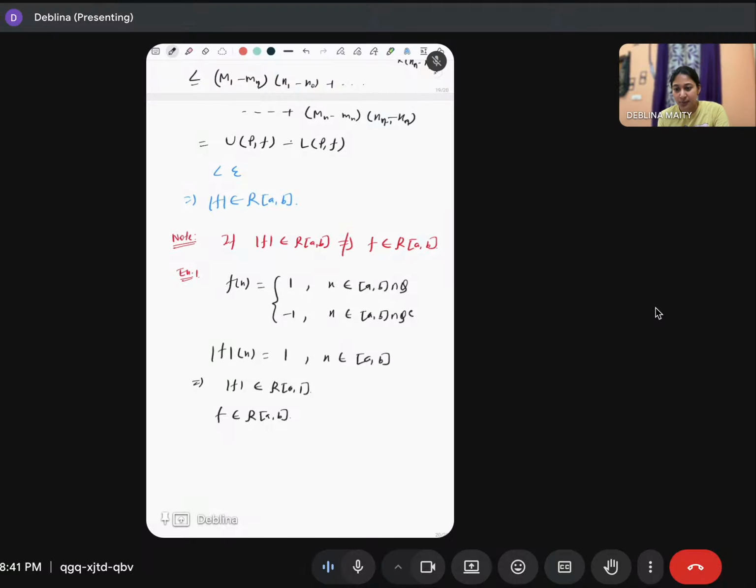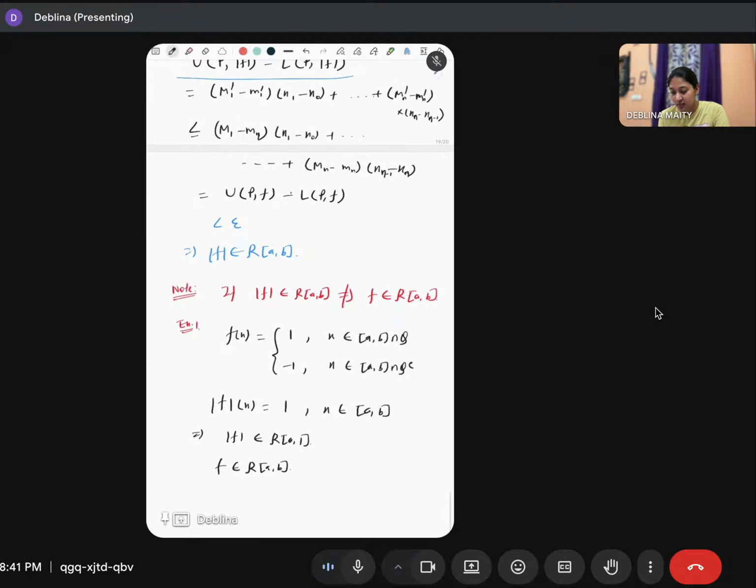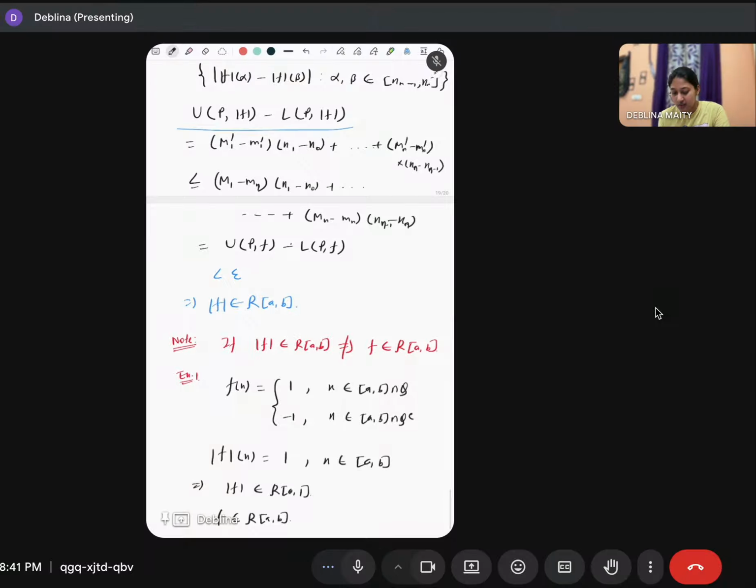So if f is Riemann integrable, then mod f is also Riemann integrable. Right?